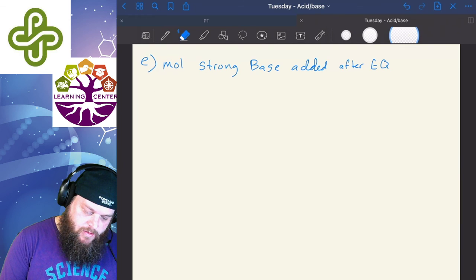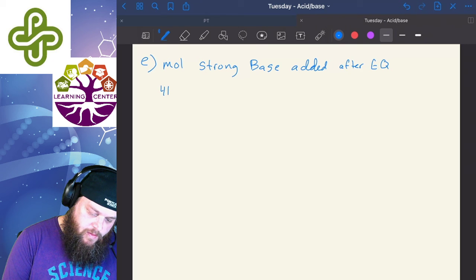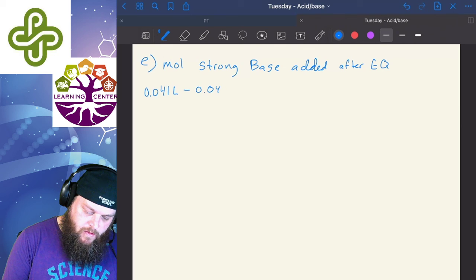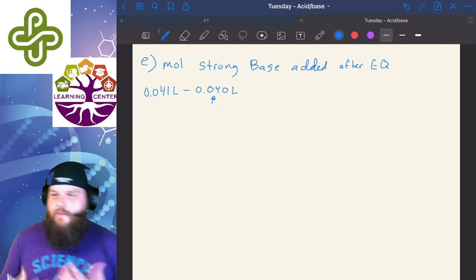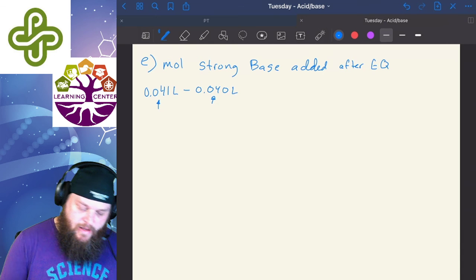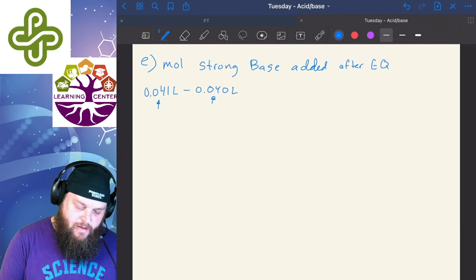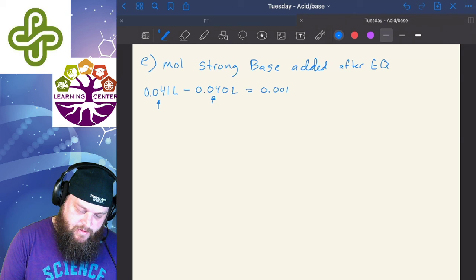So we want to take whatever volume we're looking at. In this case, for part E, we're looking at 41 milliliters. I'll write that as liters minus 0.040 liters. So this was our initial volume at equivalence point. This is the volume we're looking at now after adding and titrating in that much KOH. This is going to equal 0.001 liters.